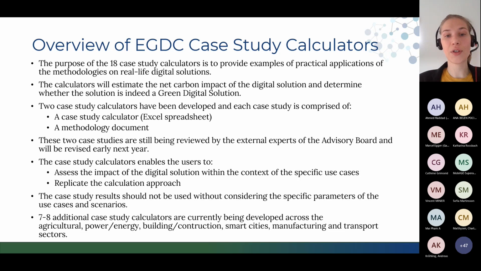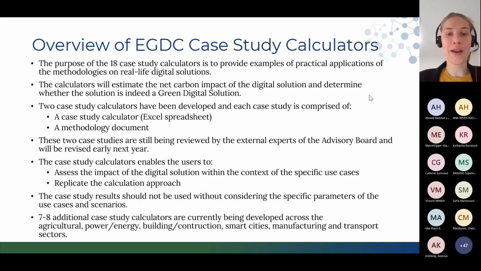In terms of next steps, so overall, as said, we will look at developing 18 case study calculators. So far, we've developed 2 that we will share with you today. And the immediate next step is to develop 7 to 8 additional case study calculators by springtime next year. And these are currently being developed and will cover digital solutions across all of the key sectors that we're looking at. So that is agriculture, power, energy, building, construction, smart cities, manufacturing, and transport.